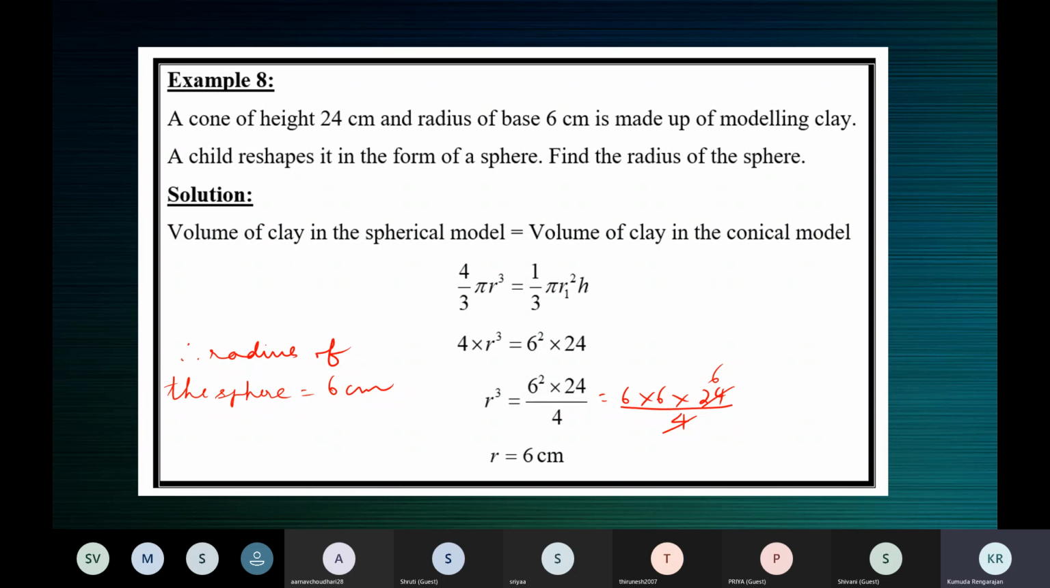Is it over, children? Finish writing? Yes, ma'am. Okay. So a cone becomes a sphere. The amount of clay in the cone will be equal to the amount of clay in the sphere. So their volumes are equal. Equating the volume, substituting the given values, find R.